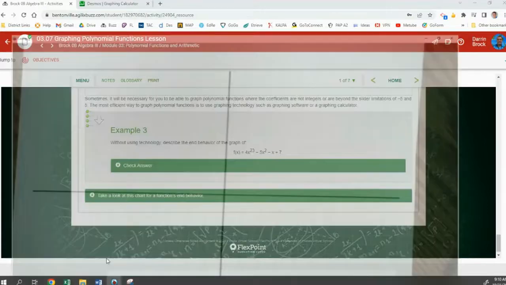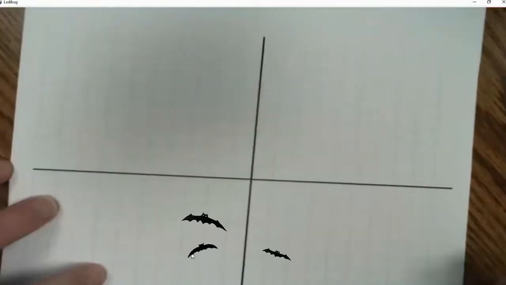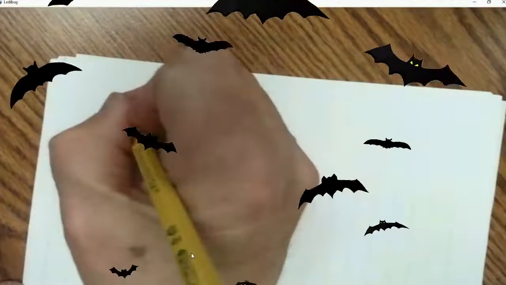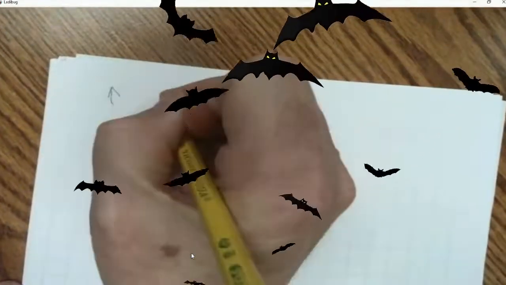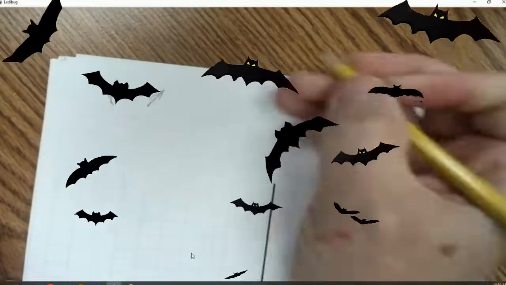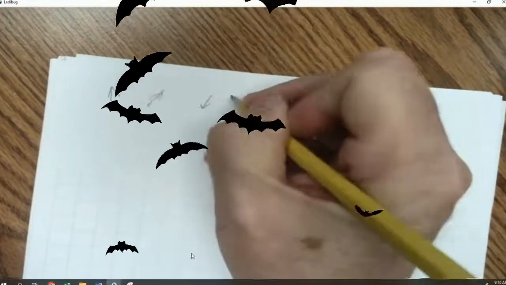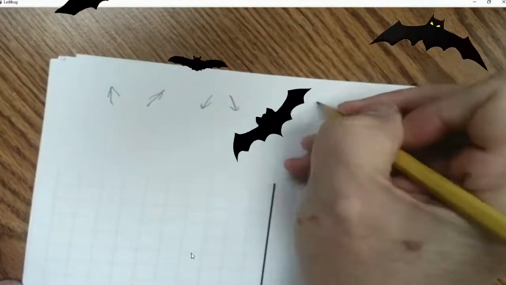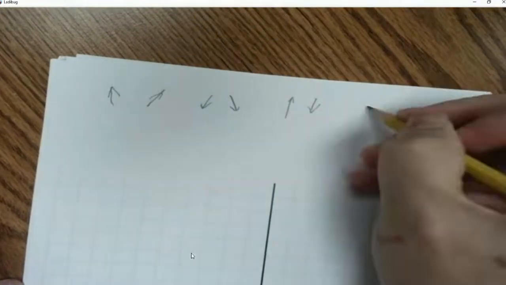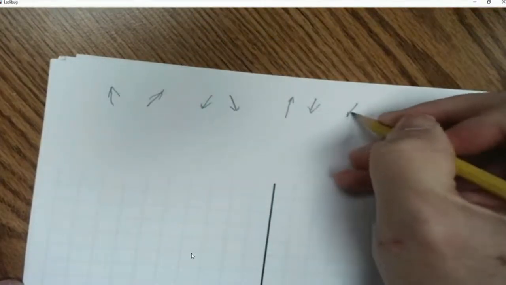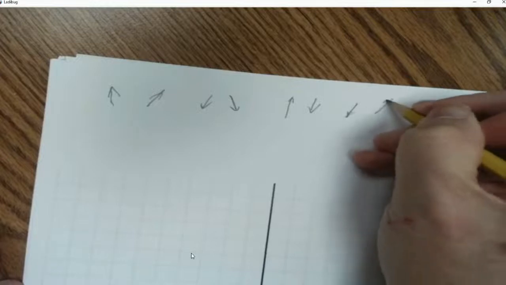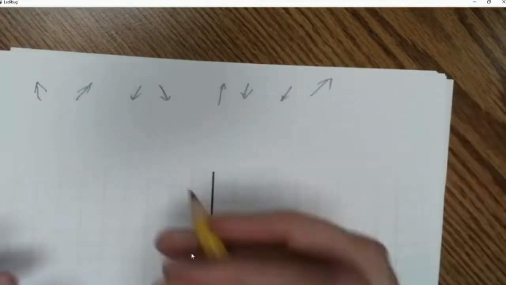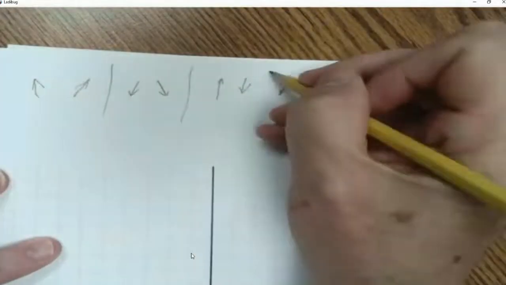Well, let's see. For end behavior, we're talking about what do the ends do? Do the ends both go up, the two ends of the graph? Do both the ends go down? Does one go up and one go down? Or does it go the other way? Maybe the left one goes down and this one goes up. We've got 4 different possible end behaviors for our graph, right?